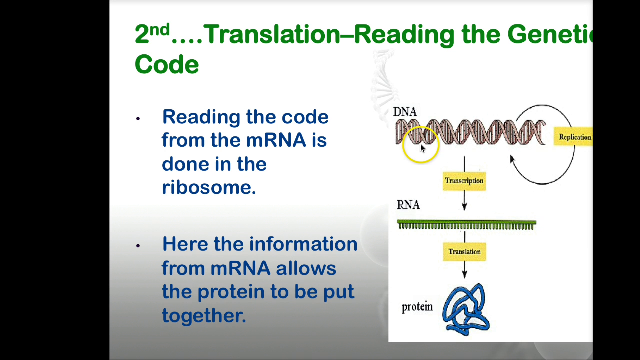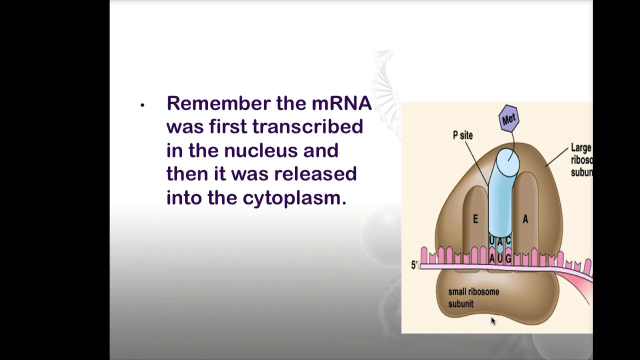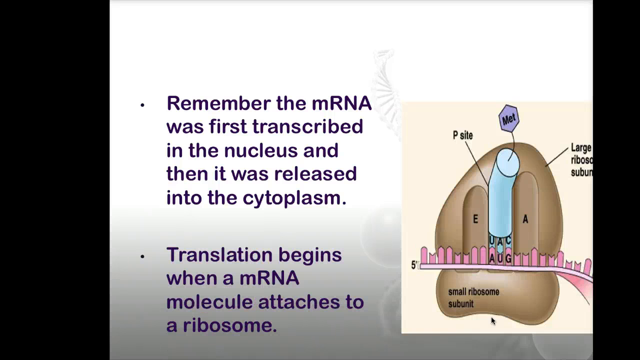All right, so here is our DNA strand. Through transcription, we make a copy of that onto a very similar RNA strand. So now we're going to focus on how the directions on the RNA strand actually make up a protein. Remember that the mRNA was first transcribed in the nucleus, and then it was released into the cytoplasm. So it was copied in the nucleus, it went out of a nuclear pore in the nuclear membrane, and it went out to the ribosome, which is waiting in the cytoplasm. Translation actually begins when an mRNA molecule attaches to the ribosome. The ribosome's 2 pieces, it kind of looks like a hamburger bun. So when the mRNA strand latches onto that ribosome, and then the top part of the ribosome comes down over the top of it, that's when translation begins.